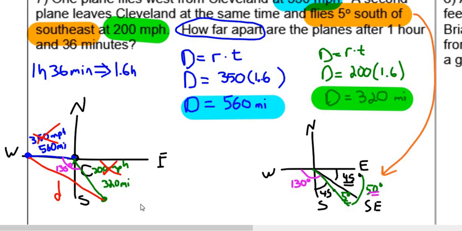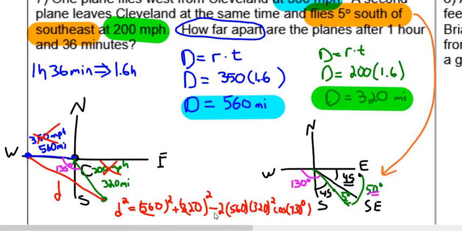And so now to finish the problem off, your distance squared will be equal to 560 squared, and then the rest of that law of cosines. Just don't forget to use cosine, use 130, and don't forget to take the square root. And so you start to see why the law of cosines is so important, because it finds these distances that are really, when you think about it, just up in space in the air somewhere. Very useful, but a little bit more involved.